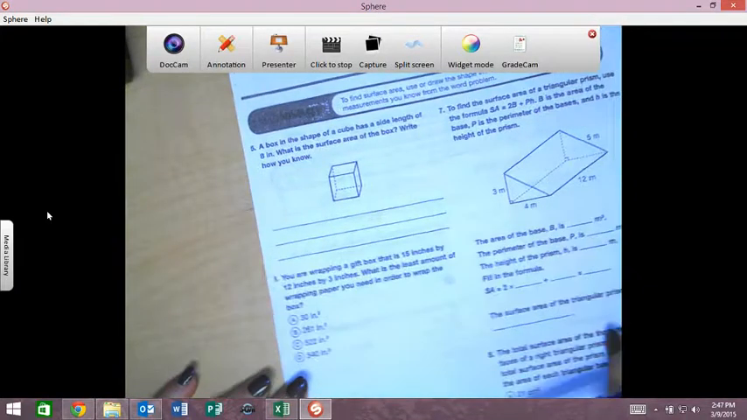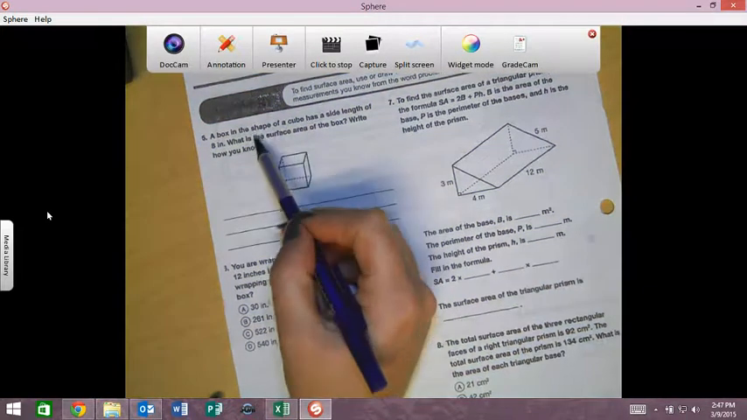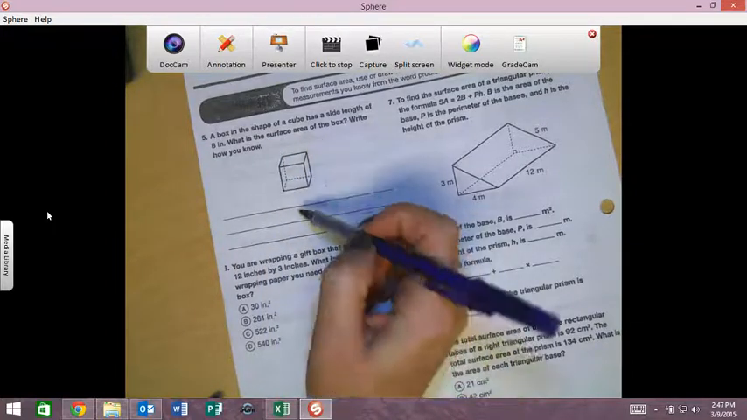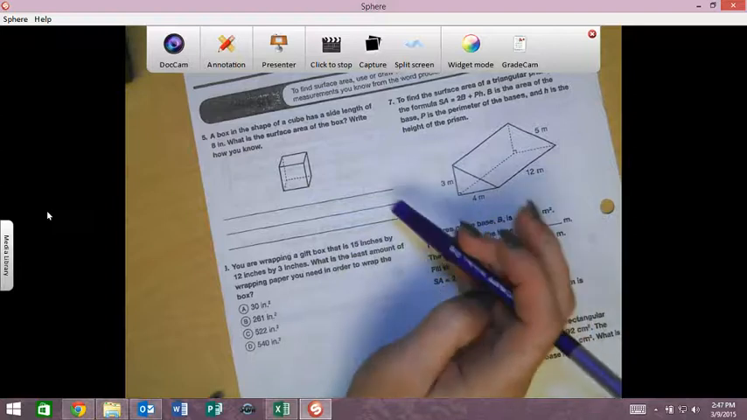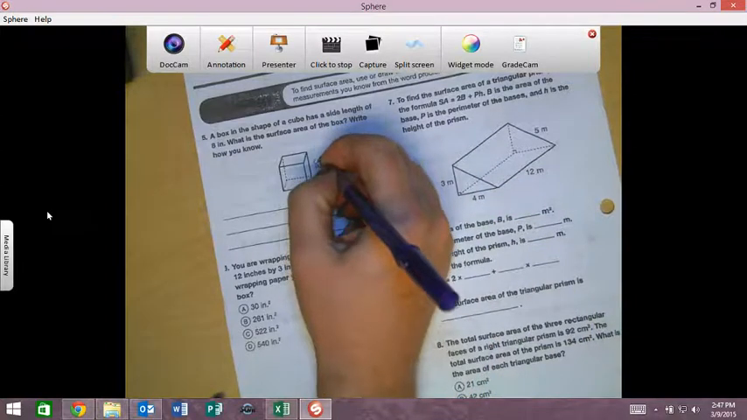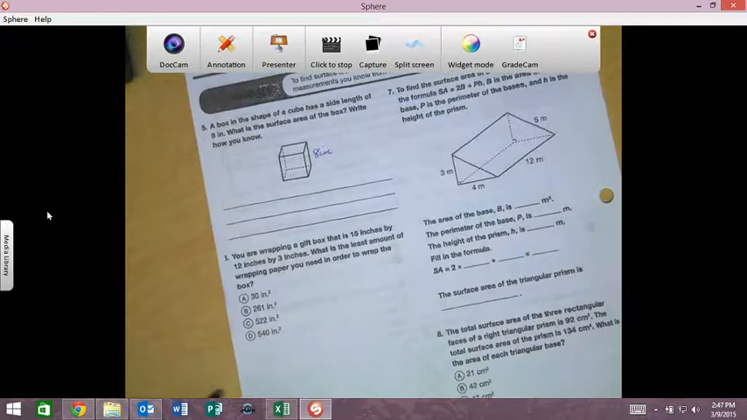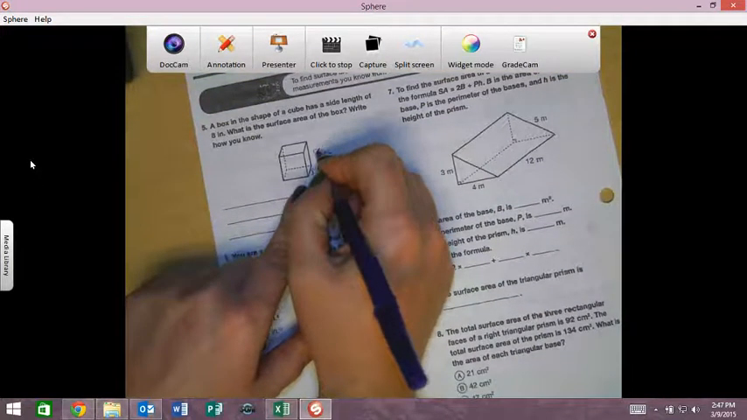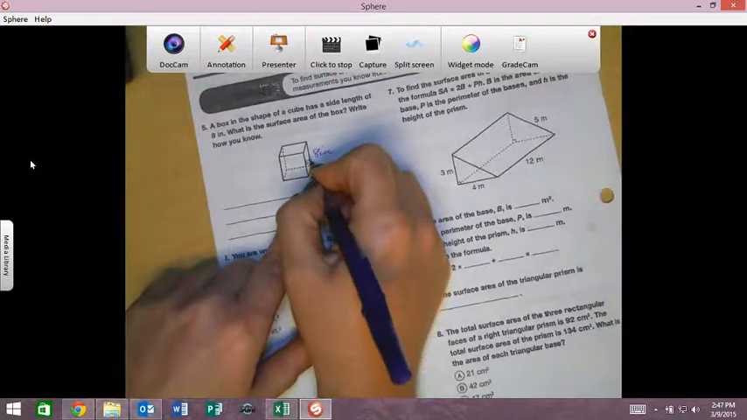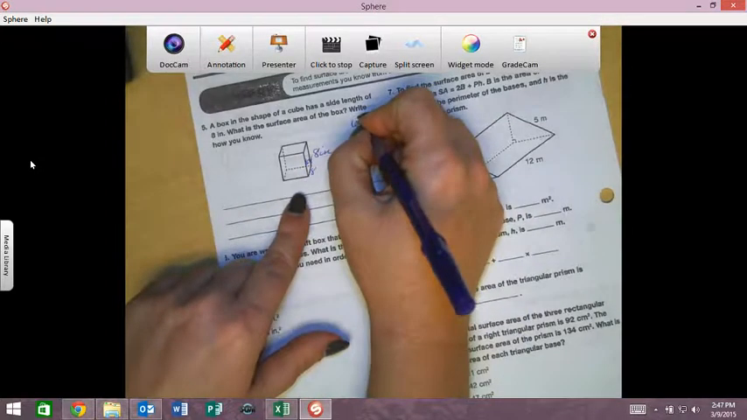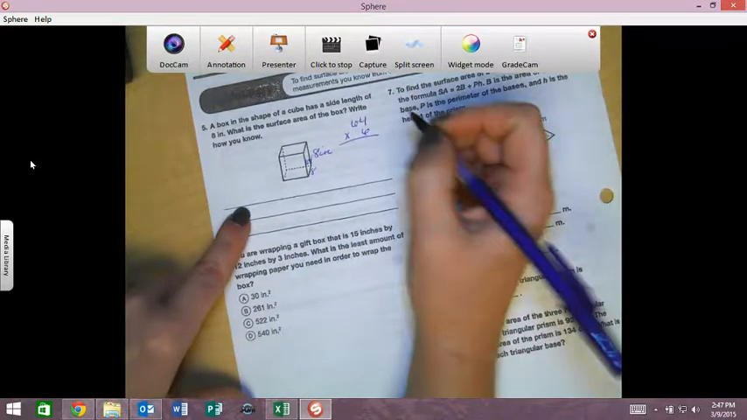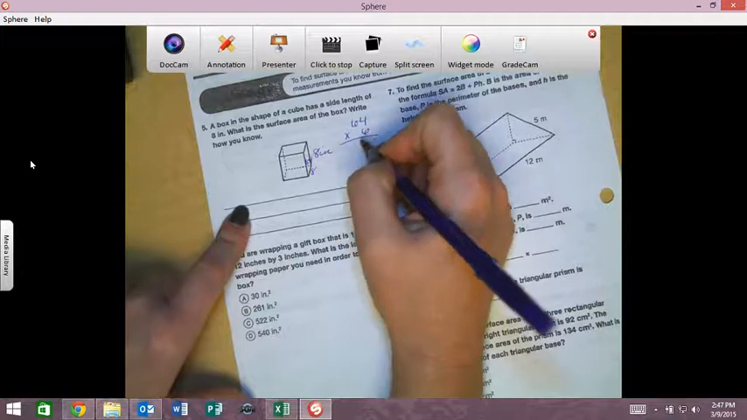On the back. Okay, this is just a continuation of what we were doing. It says a box in the shape of a cube, so all of your sides are squares. We have 6 squares that are the exact same size. Has a side width of 8 inches. What is the surface area, and how do you know? Well, for a square, all you have to do is 8 times 8, right? So this one is 64. So then you would do 64 times 6, because we have 6 sides that are exactly the same. So when you work this out, it will give you your answer.